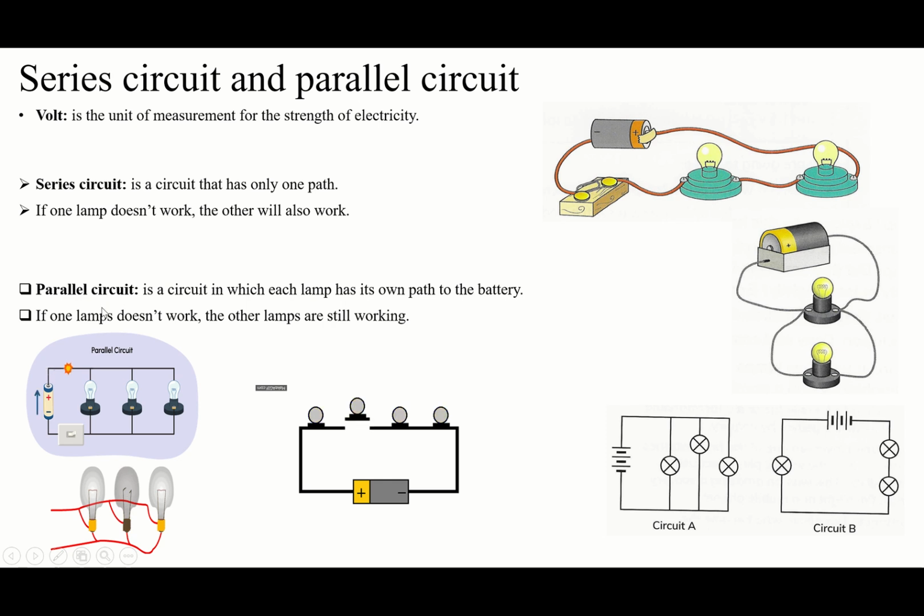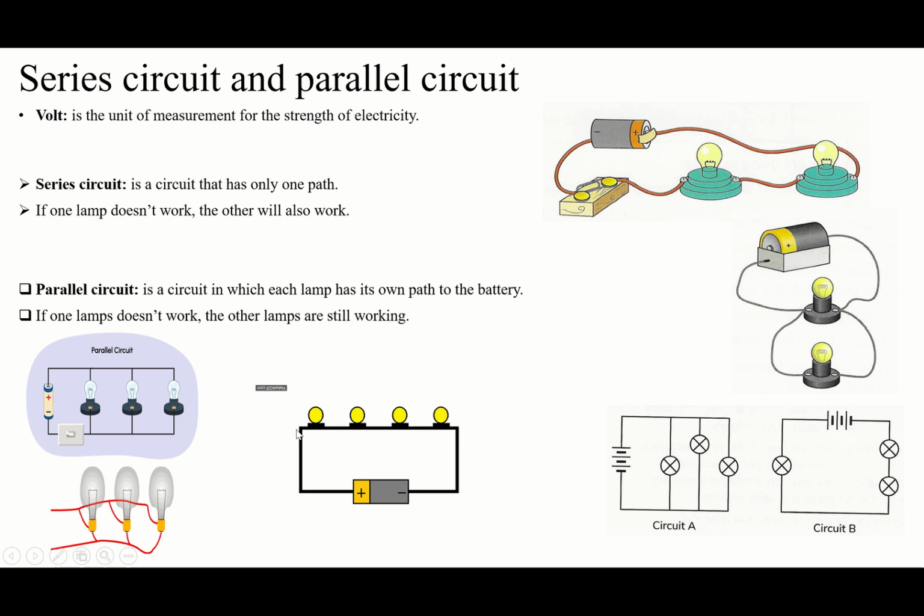But in parallel, if one of the lamps doesn't work, the other lamps are still working. Even if we take out this lamp, the others are going to work. Why? Because each of them has its own path. This one is not related to this one for working, but in here, each of them is related to the next one for working. If one of them is not working, the whole series will stop.